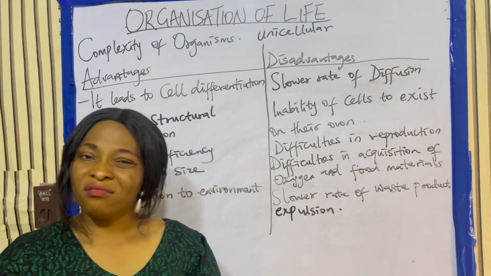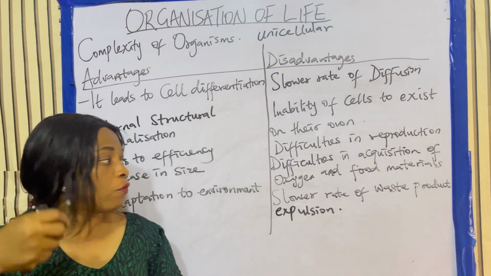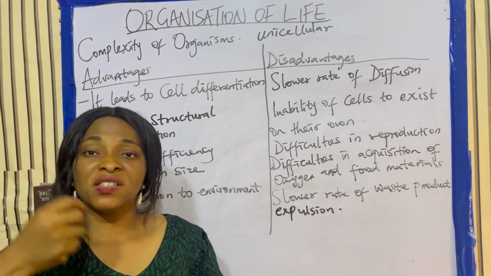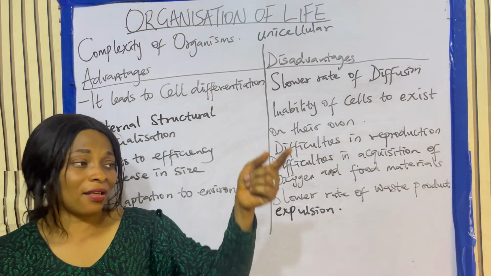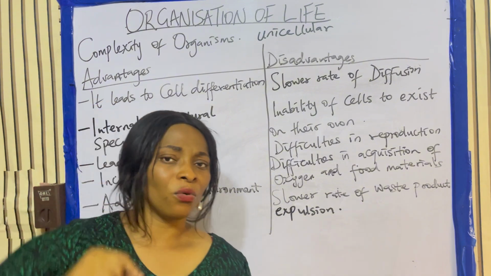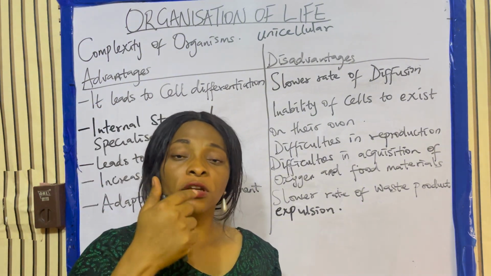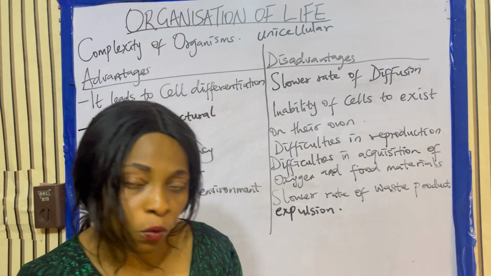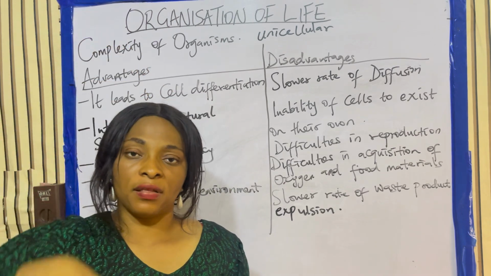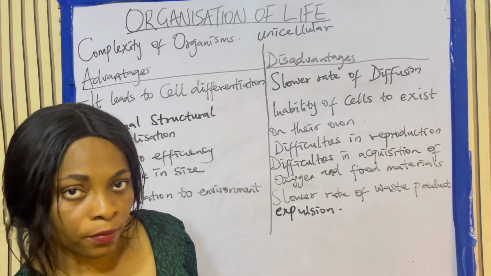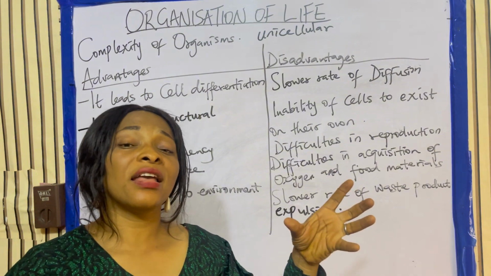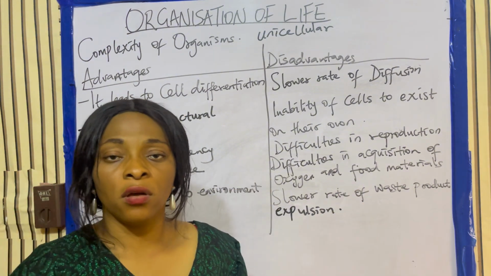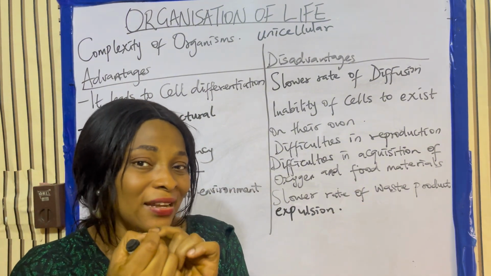Difficulties in acquisition of oxygen and food materials. There is difficulty in acquisition of what? Oxygen. They don't get oxygen as easily and as fast as unicellular organisms because those ones are small. Here, before the oxygen gets to the toe, it has to pass through processes before it gets to the toe. But in a unicellular organism, as soon as they get it, it passes through the whole cell because it is too tiny.